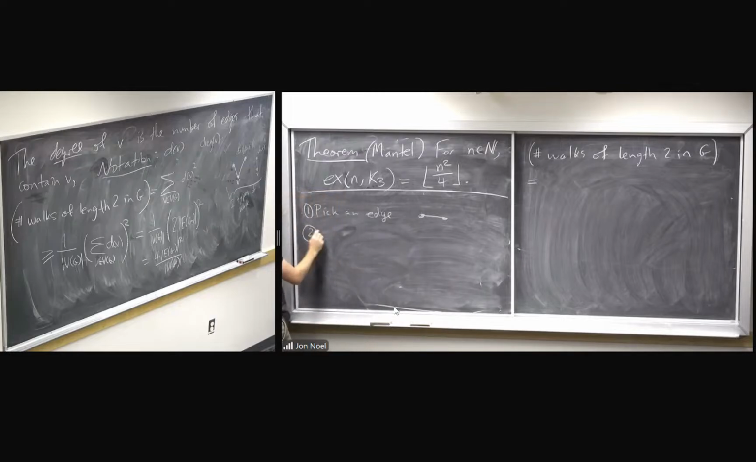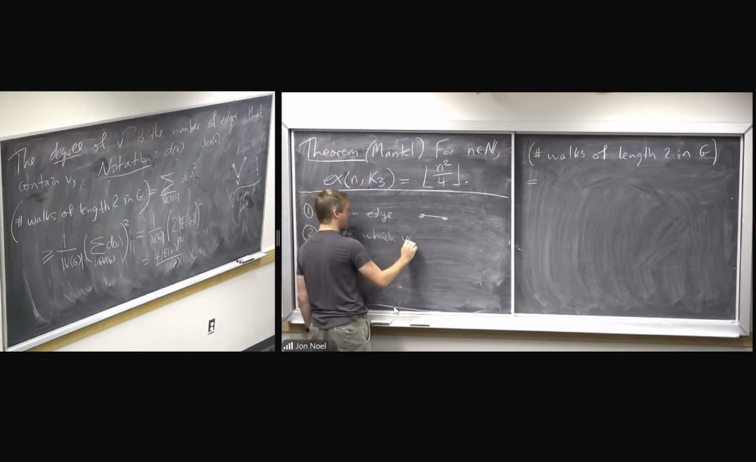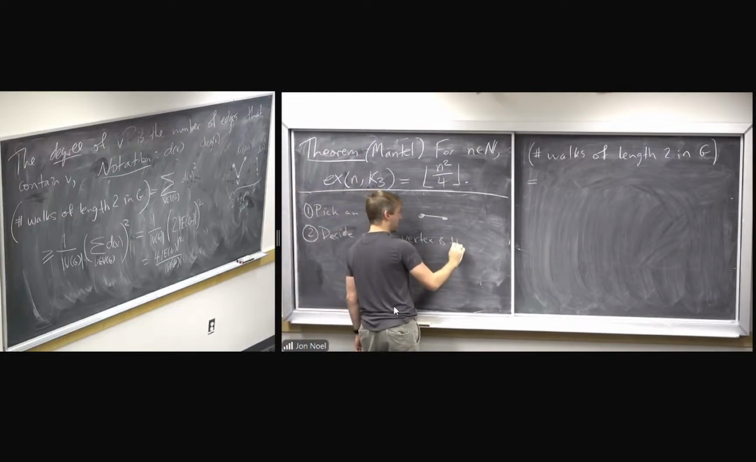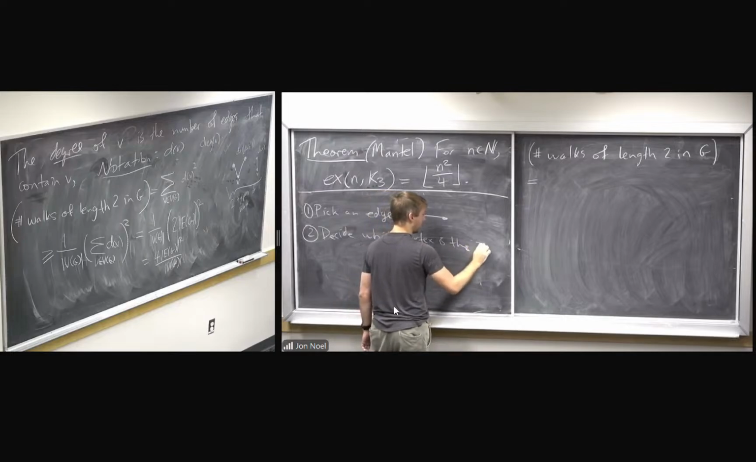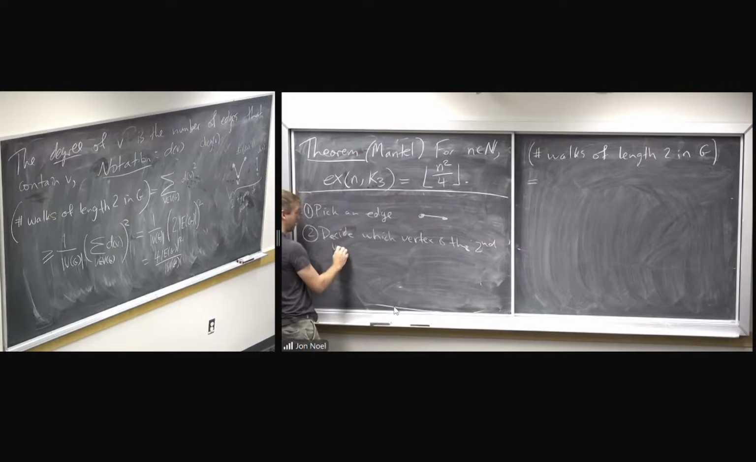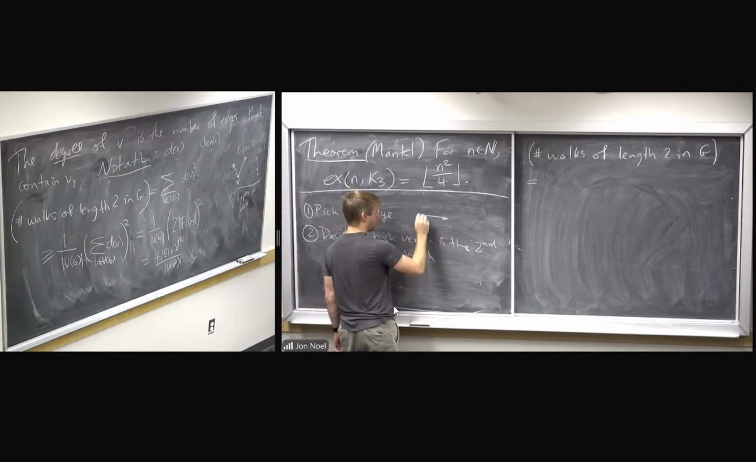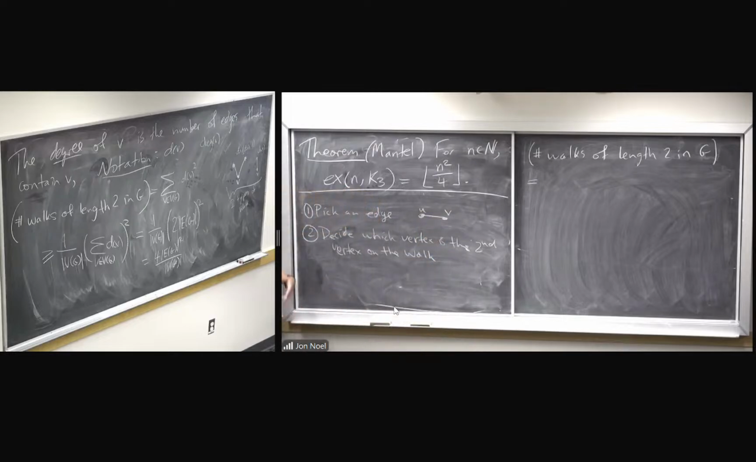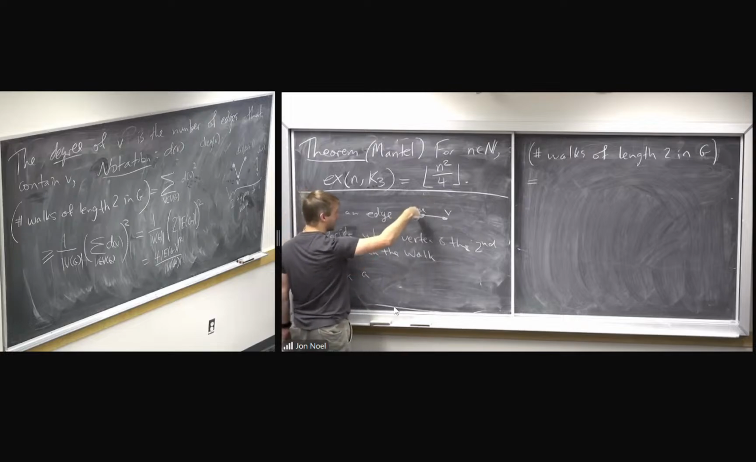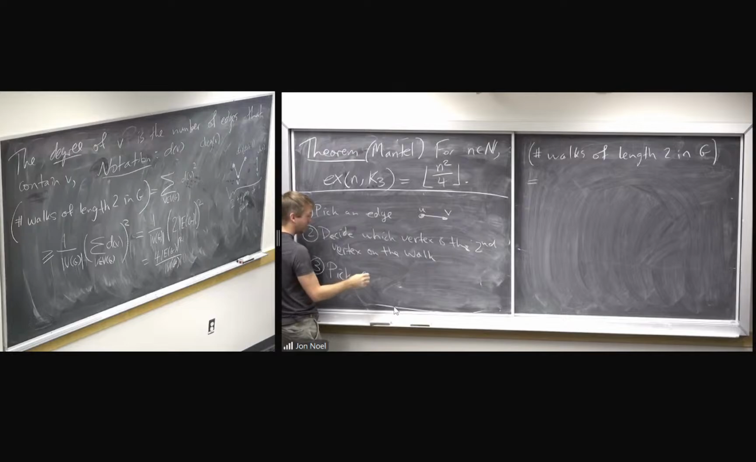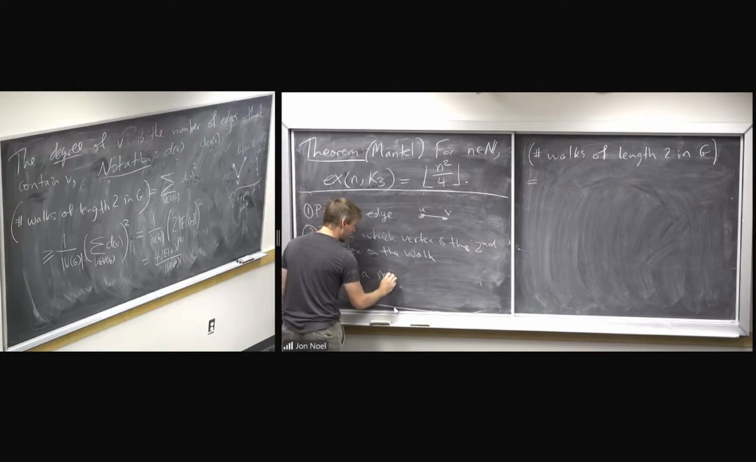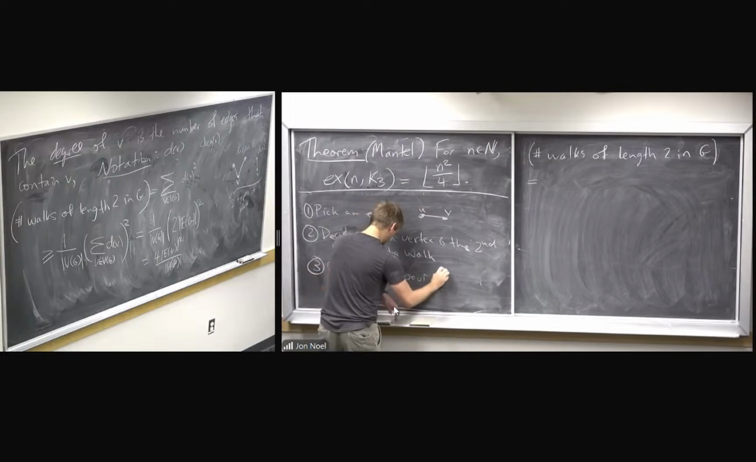Step 2, decide which vertex in the edge is the second vertex on the walk. So let's say the edge is UV. It's either going to be U or it's going to be V. And 3, pick a neighbor. Neighbor just means something adjacent to, or in other words, with an edge to that vertex. So pick a neighbor of that vertex.